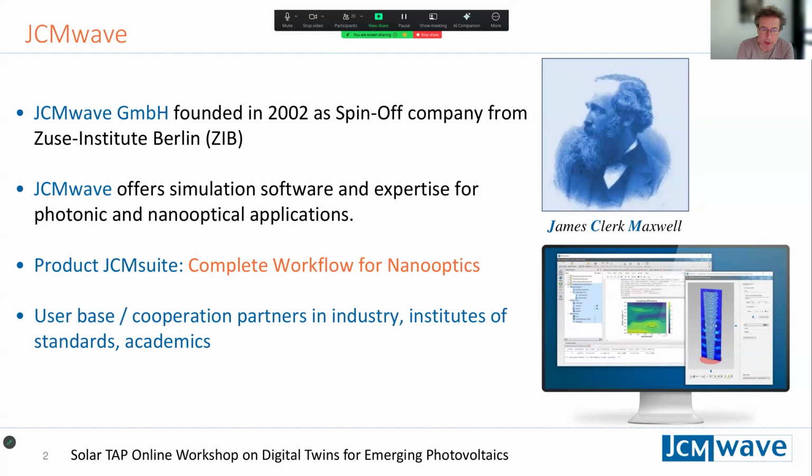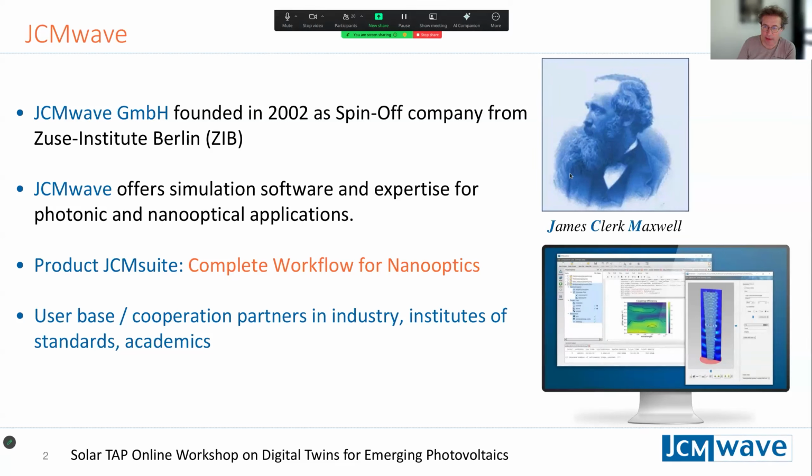This is, for example, the semiconductor industry, optoelectronics, optical metrology, and stuff like that. Then also institutes of standards, so the German Physikalisch-Technische Bundesanstalt, for example, or US NIST. And then, of course, we have a broad base of academic users and cooperation partners, like KIT, for example, which we are very happy about.